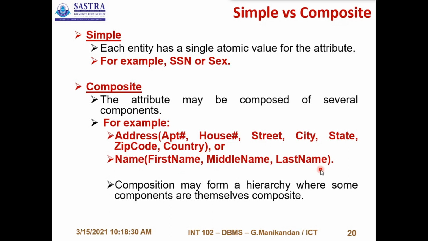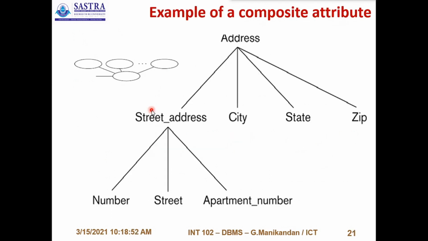So usually, simply what I can say is, you are having an attribute. If it is not possible to decompose that attribute, it is a simple attribute. If you can further subdivide that attribute into some smaller attributes, some components or subcomponents, then it comes under the category called composite attribute. Usually your composite attribute is represented in a hierarchical structure.